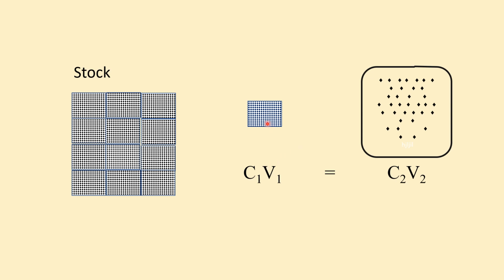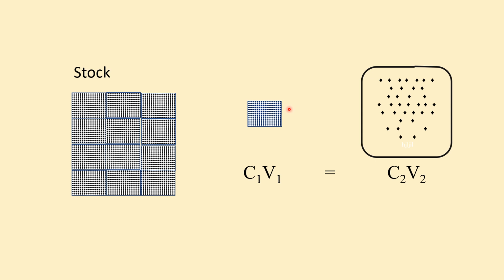The concentration C and volume V, the product of this in this system, will also be equal to the product of the concentration and volume in this system. You will see that if there are 35 units of particles present in this system, these are also the same number that gets transferred to the other vessel. So C1V1 is equal to C2V2. C here stands for concentration. V is for volume.